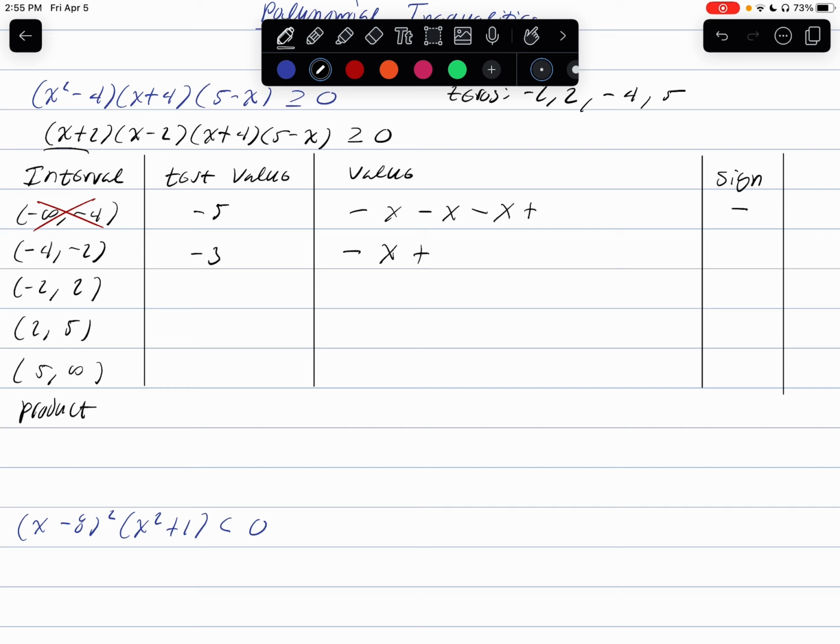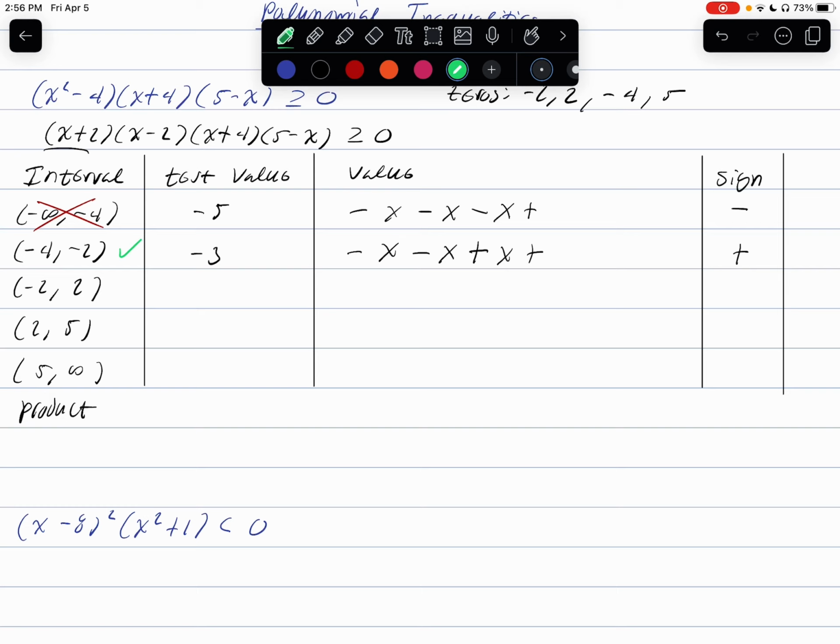Wait, hold on. I made a mistake here. Let's back up. We have negative 3 plus 2. That's going to be negative. Negative 3 minus 2, that's negative again. Negative 3 plus 4, that's positive. And then 5 minus negative 3, that's going to be positive as well. So we'll have negative times negative, which is positive, times two positive numbers, which is going to be a positive number. So we're going to have this be one of our intervals here, negative 4 to negative 2. Okay, so remember this for the end here.